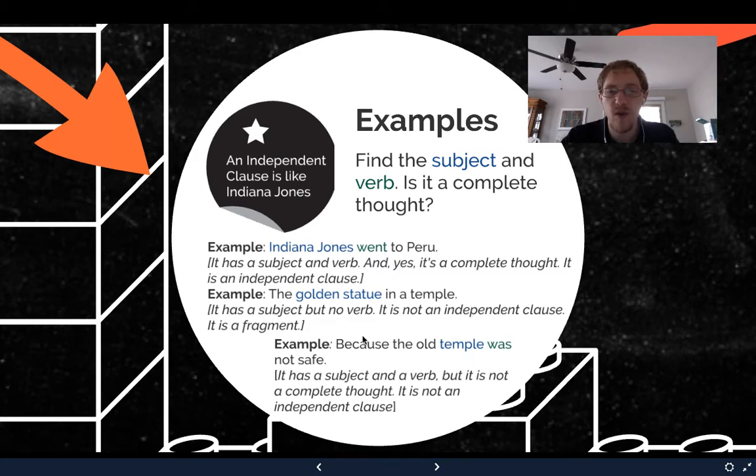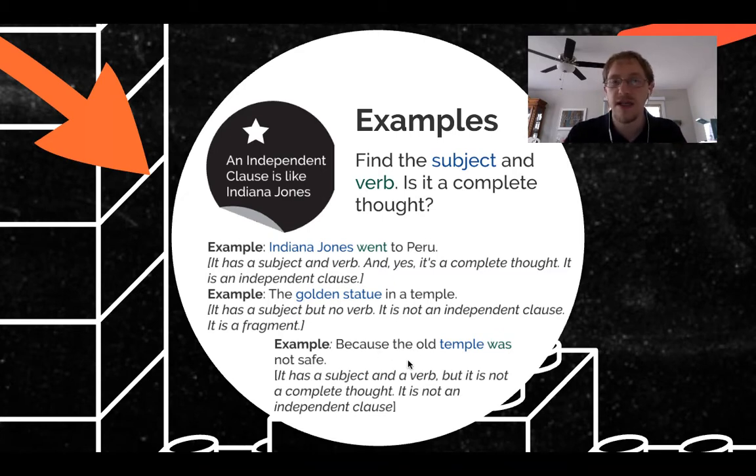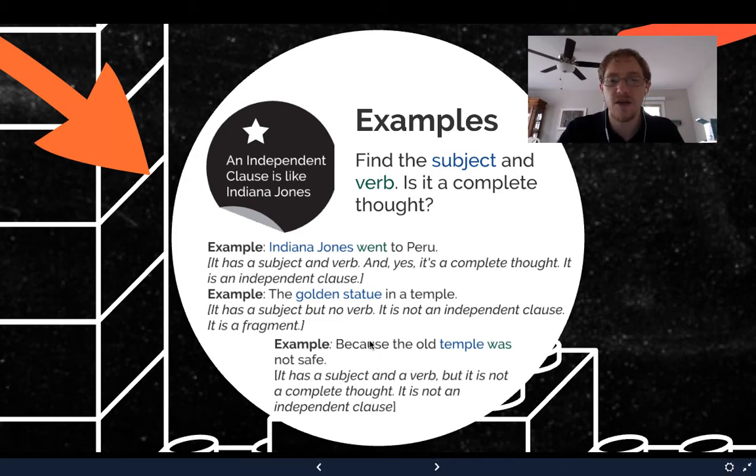How about this example? Because the old temple was not safe. Well, it has a subject and it has a verb, but it is not a complete thought. It does not tell us what happened or what a person decided to do because the old temple was not safe. Did someone get hurt? Did someone decide to avoid the temple? We don't know. We needed something else. So this is not a sentence by itself. It is not an independent clause. Later, we will learn what kind of clause that is. When you're writing simple sentences, you need one independent clause, like this. Indiana Jones went to Peru.